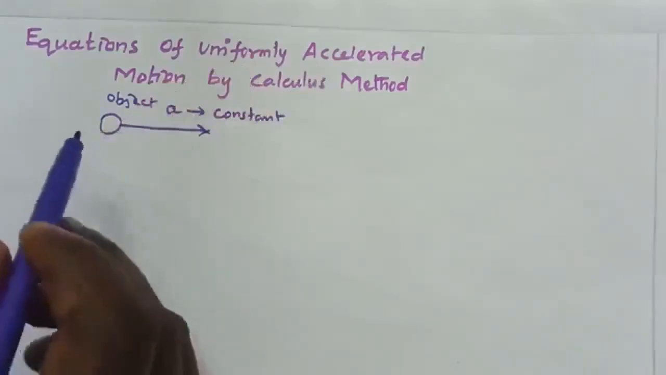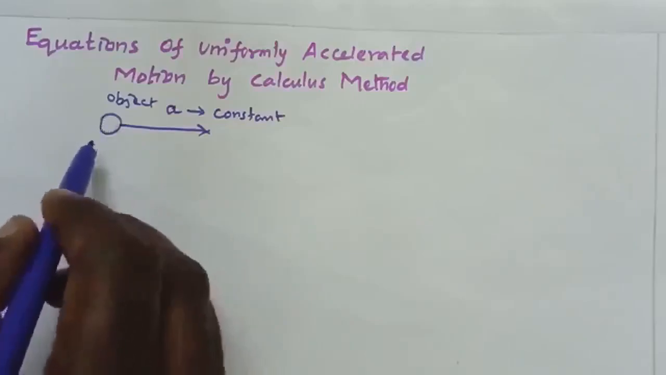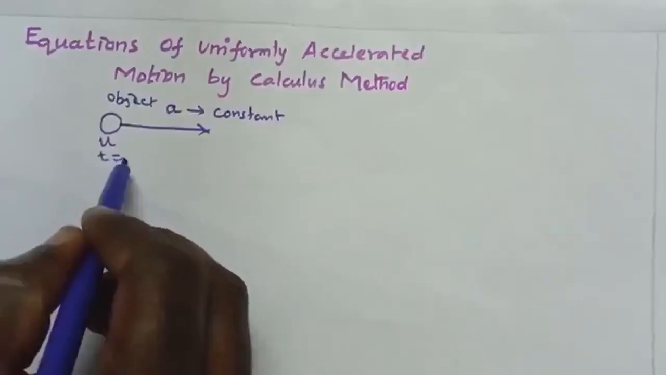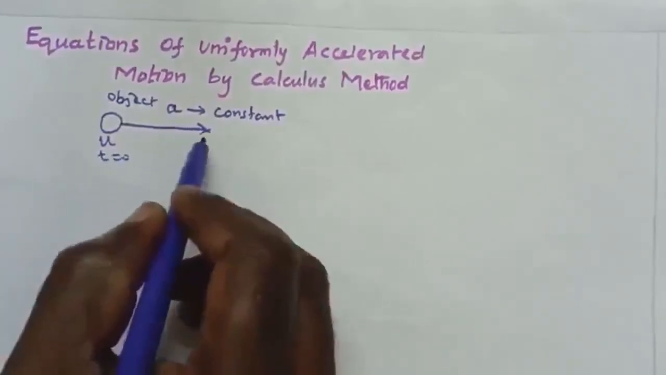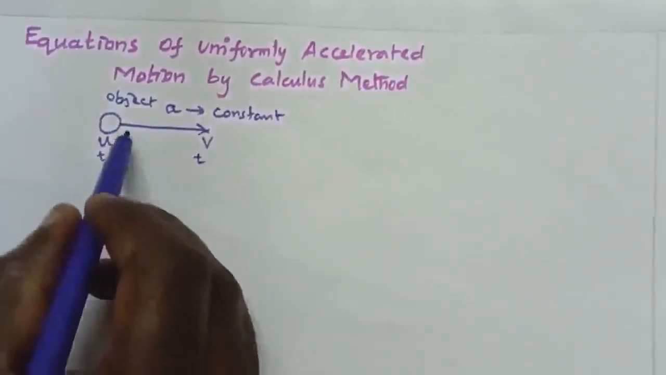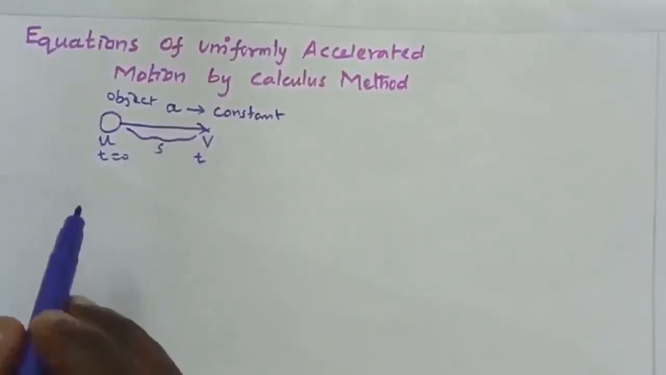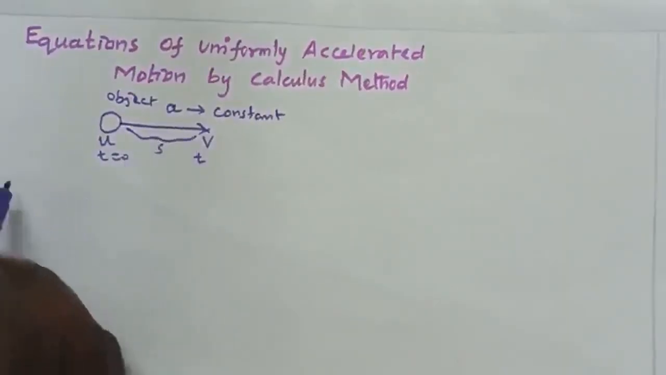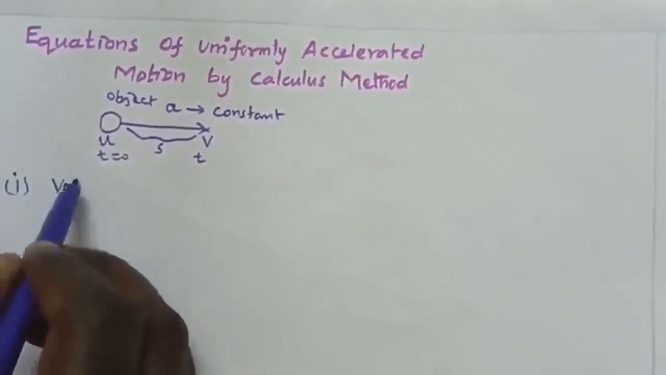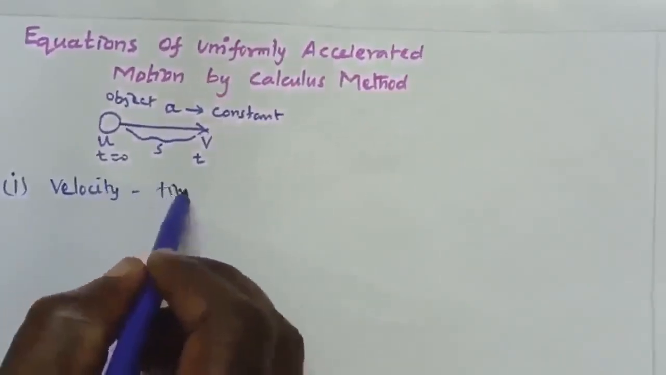So students, now listen. The initial velocity of an object is u at time t equal to 0. The final velocity of the object at time t is v. This is the displacement. Now let's discuss the first relation, the velocity time relation.